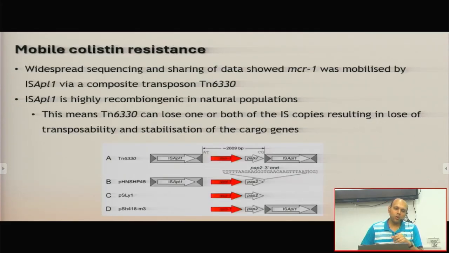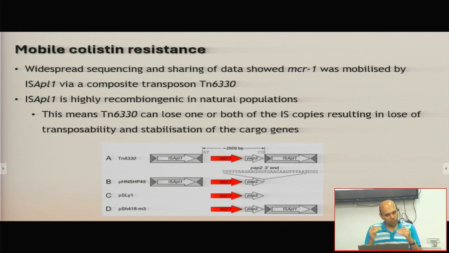The next one is mobile colistin resistance. You might have heard about this, known as the MCR-1 gene, for example. The MCR gene confers colistin resistance. It is mobilized by ISApl1 via the composite transposon Tn6330, highly recombinogenic in natural populations. This means Tn6330 can lose one or both of the IS copies, resulting in loss of transposability and stabilization of the cargo gene.